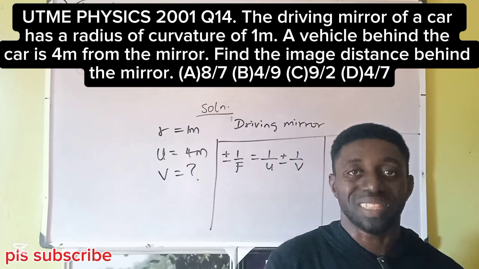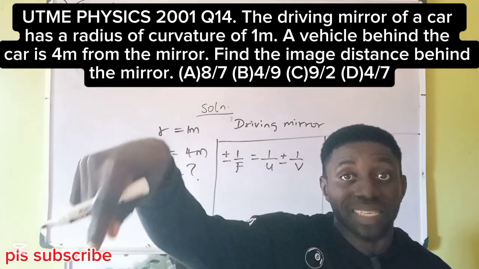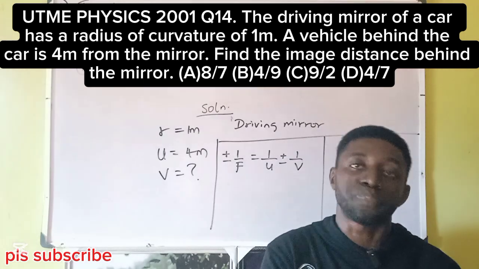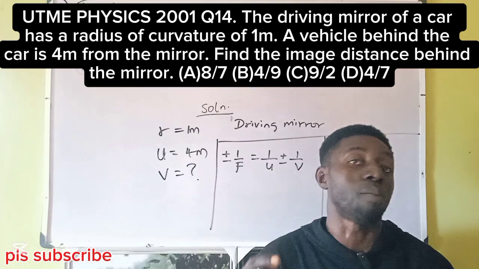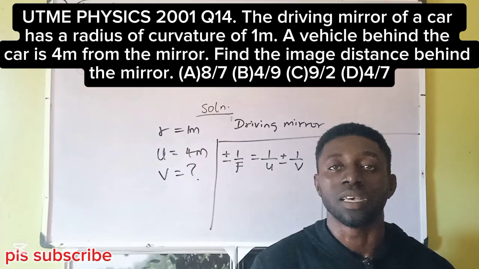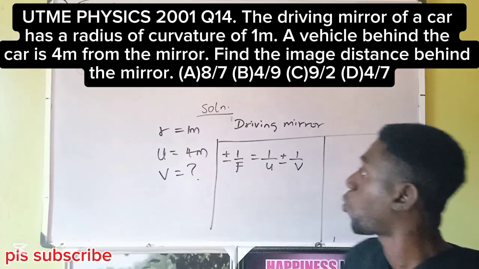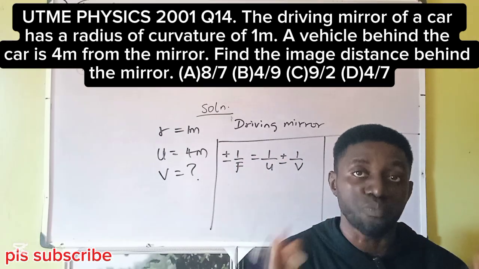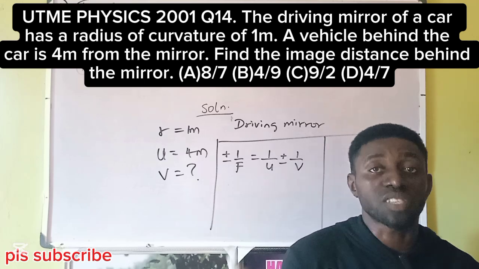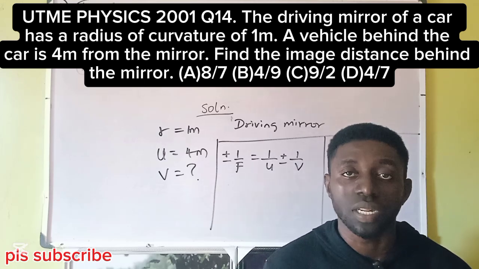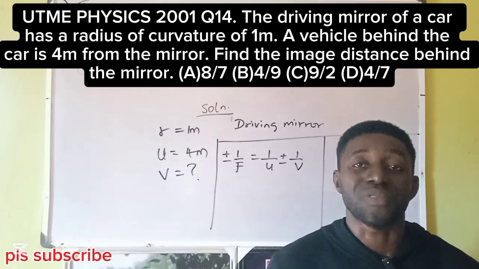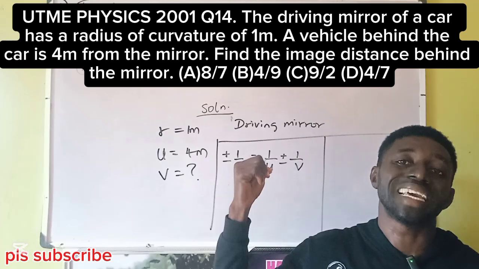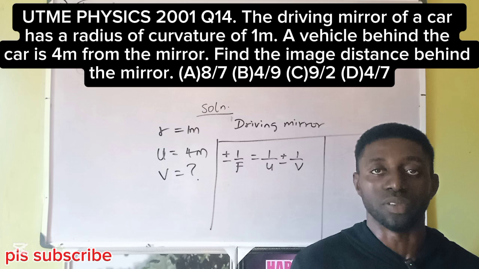A real image takes the sign convention plus because it's real. There is gathering of light there; light rays converge there. But a virtual image picks the sign convention minus because there is no actual gathering or passage of light there. Just an illusion. So why did I specify driving mirror? A driving mirror uses a special type of curved mirror called a convex mirror. Properties of the image: it is diminished, erect, standing upright, and virtual. So for that reason, we'll be using the negative sign convention, minus. Let's go ahead to solve.